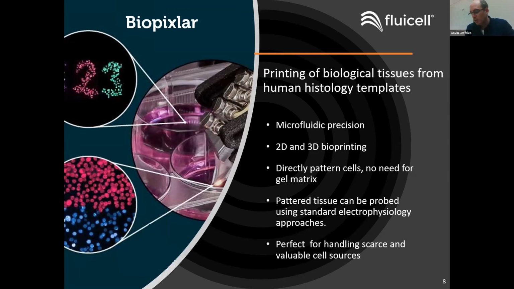And like Professor Hoffman was indicating earlier, the volume usage at these sort of size scales is incredibly small. So it's very good for working with very scarce or very valuable cell samples.